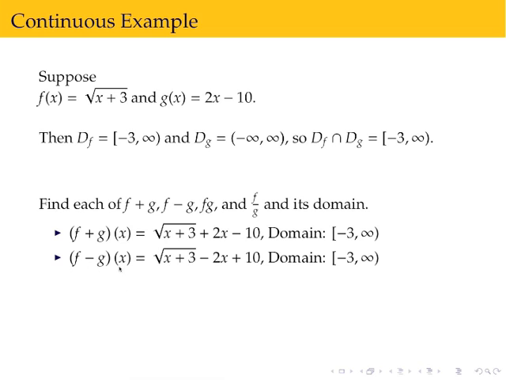F minus g of x works very similarly. Notice that when I subtracted, really my first step would be to put parentheses around 2x minus 10, because that was g of x. And then I distribute that negative sign and end up with the square root of x plus 3 minus 2x plus 10. Now this function has the same domain, -3 to infinity.